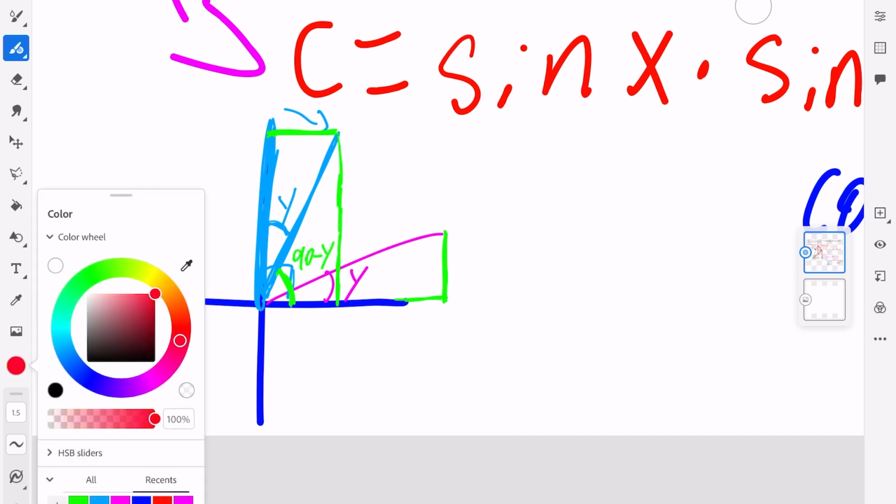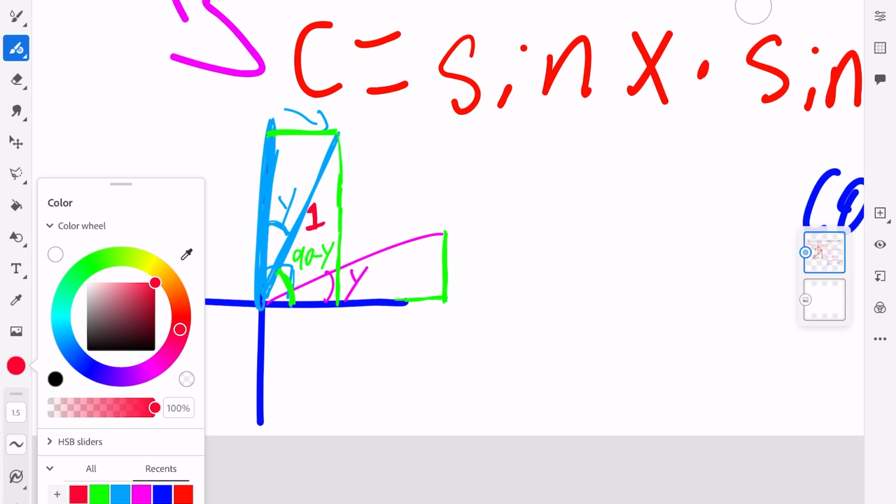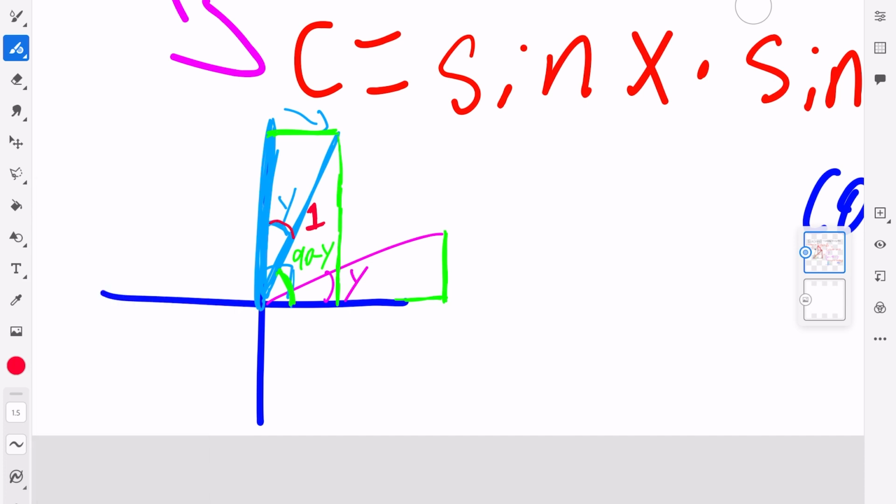So as always, what we want to do is set the hypotenuse to 1. In this case, it works really well. Let's just derive sine of y first. Sine of y will be this side divided by 1. So this is sine y. And let's get sine of 90 minus y. So sine of 90 minus y is this side divided by this side. So notice how sine y does not equal sine 90 minus y. This will not work, and thus we want to find a different way to represent sine 90 minus y.